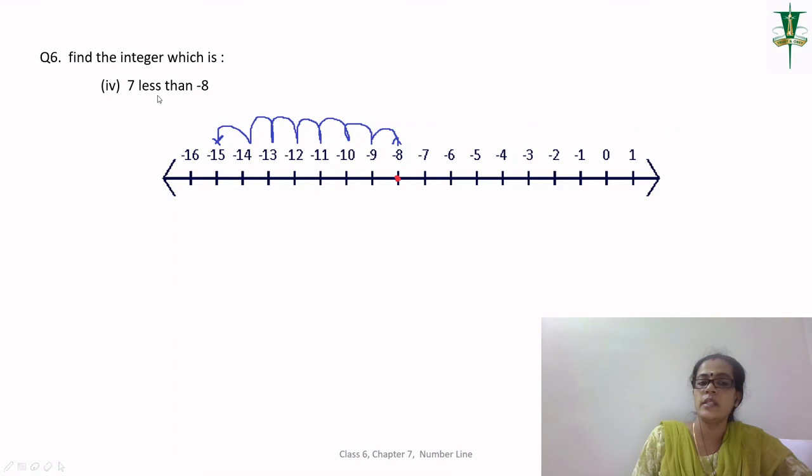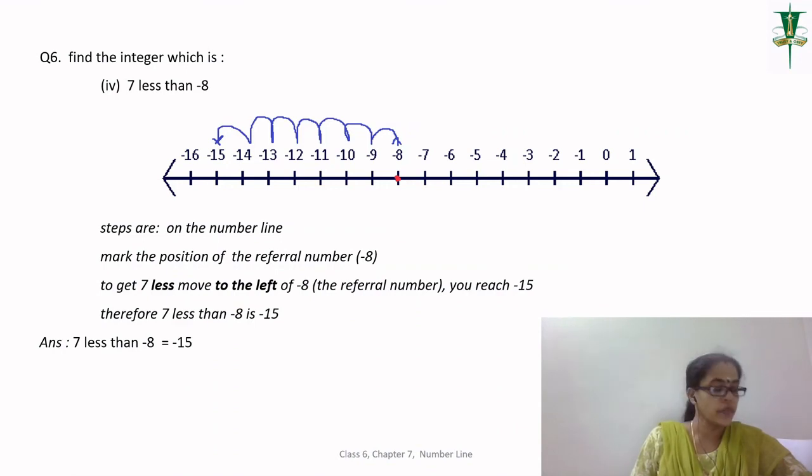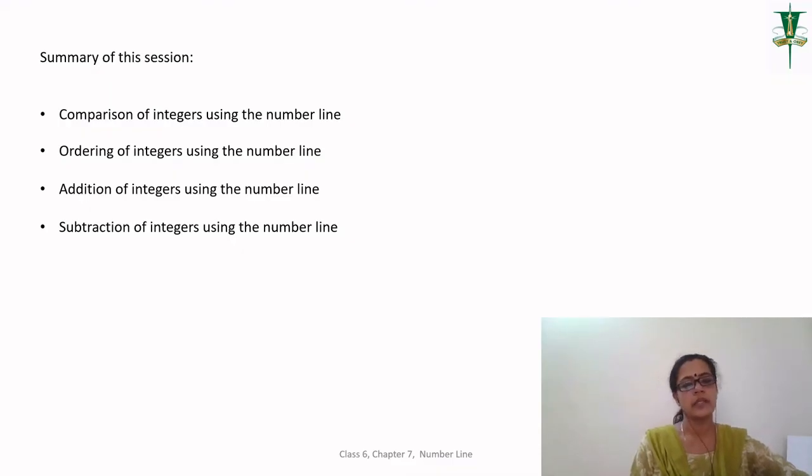So on the number line, we must highlight -8 first and then decide 7 less than. That means less than means you have to subtract, which means you have to go in the left hand side direction. So when you go from -8 in the left hand side direction, how many steps must you go? 7. So you go 7 steps to the left hand side of -8 and you reach 1, 2, 3, 4, 5, 6, 7. Where did you reach? -15. So your answer to 7 less than -8 is -15.